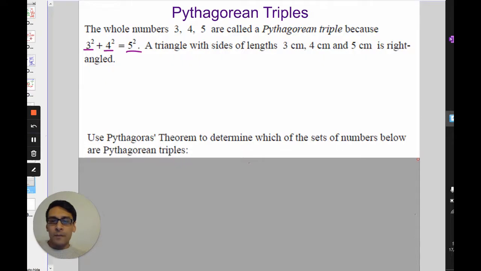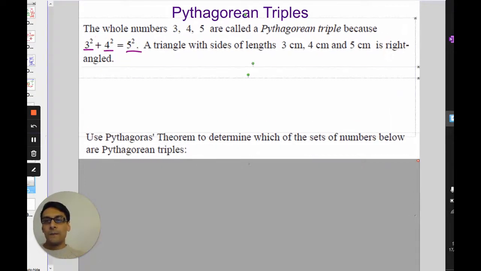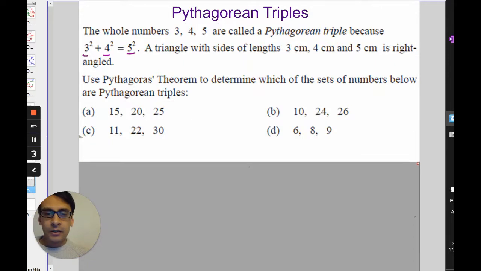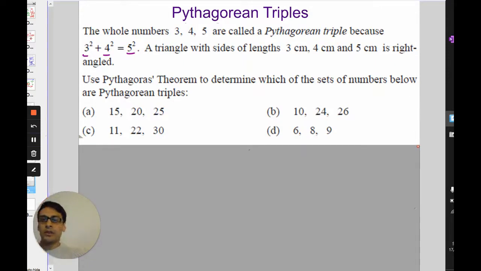Now, what you're going to do is use Pythagoras' theorem to determine if the following sets of numbers are Pythagorean triples. So here are your numbers, and you are going to decide if these are Pythagorean triples. Try this in your book, show your working out, and then mark your own work. You're going to know if you're correct or not, so it's self-marking.